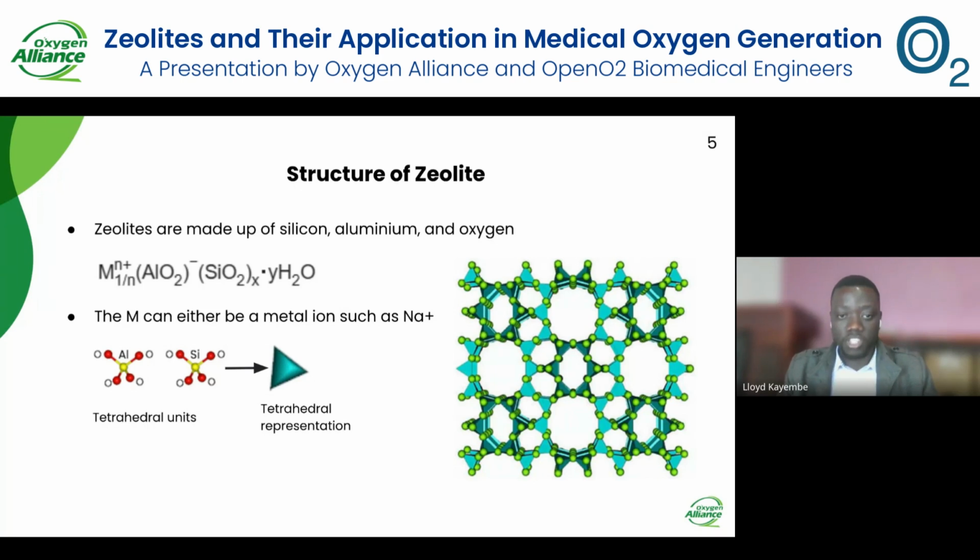So from these units, a complex 3-dimensional structure is made that has small openings called pores, and within the structure there are larger spaces called cages, which are interconnected by channels. The dimensions of these pores, cages and channels typically range from 3 to 10 Angstroms, or 0.3 nanometers to 1 nanometer.